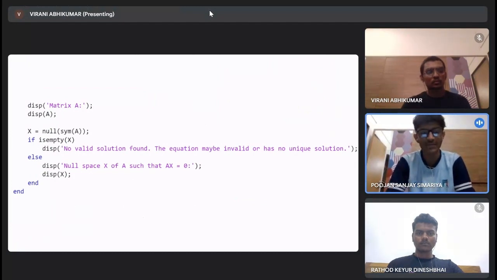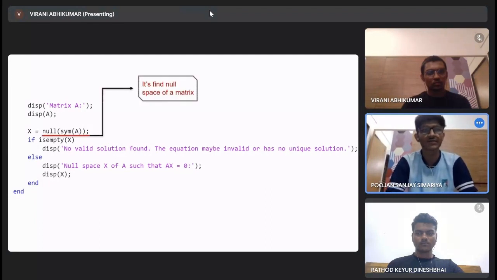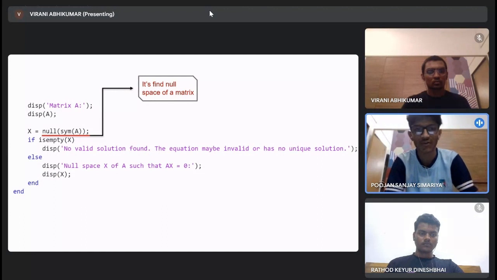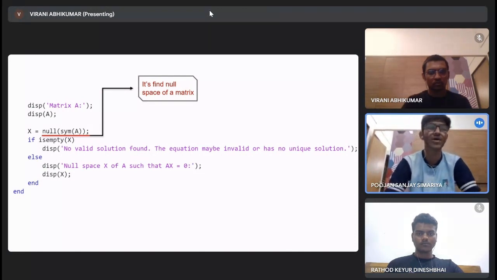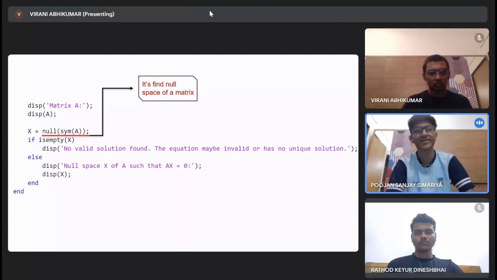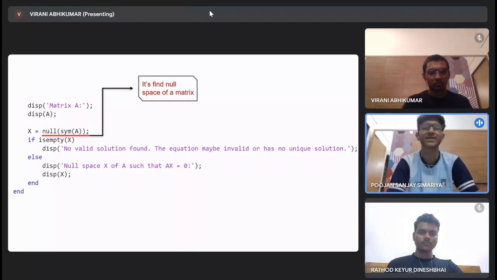This is the last code snippet of our project code, which finds the null space of a matrix, and it finally prints the final coefficients of the balanced chemical equation. If the equation is not valid or does not have a unique solution, then too we have error handling for it. That is when it will display the no valid solution found message, etc. And if it has a solution, then it will simply display the coefficients of the balanced equation.